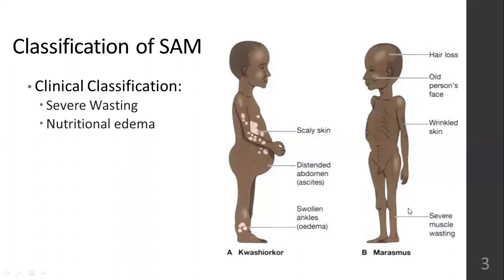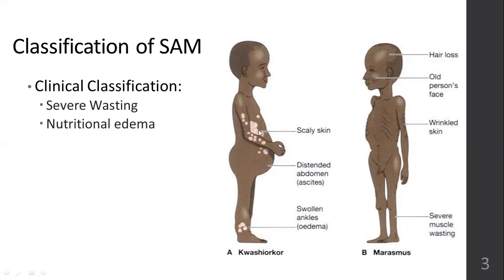Then you have nutritional edema. Come to image A, kwashiorkor. Here you can see the child has this protruded belly. This is edema, a fluid-filled belly. The peritoneal cavity becomes filled with fluid. And not just the abdomen. If you notice the child's calf region, ankle region, the lower part of the legs, that is also edematous. Swollen ankles, distended abdomen, ascites. Ascites means the peritoneal cavity becomes filled with fluid.